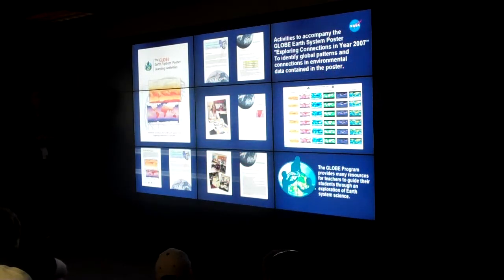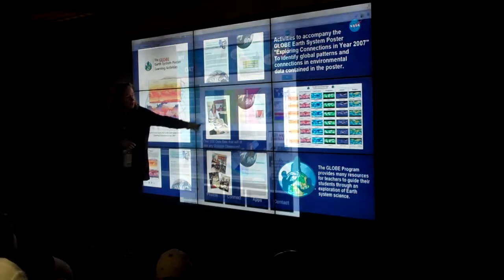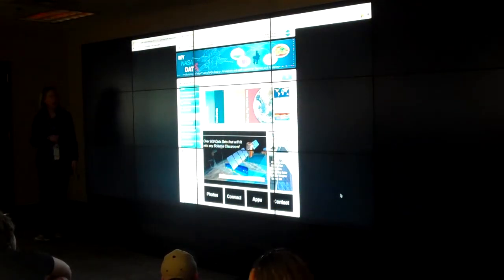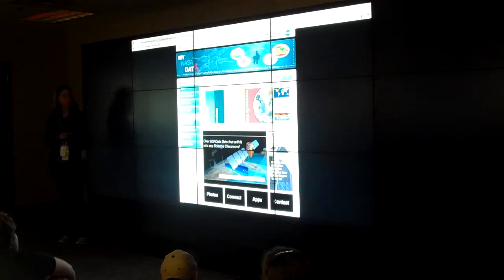Okay, so with the poster, you have the Earth System learning activities, which were in this booklet that was in your bag when you registered. It has activities on how you can take the static poster and, for example, cut it out into pieces and use the different pieces. What we're doing is tying this into My NASA Data, a NASA website where we take data and make it accessible to students.